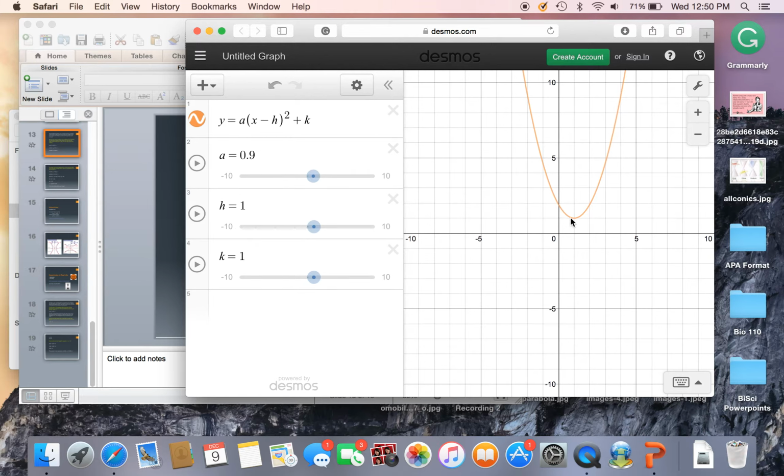H and k are just the x and y coordinates of the vertex. So right here, the vertex is situated at 1, 1. So if we were to change the value of h, then this parabola would be shifted horizontally. If we were to change the value of k, this parabola would be shifted vertically. So it is rather convenient in terms of calculating the vertex of the parabola and movement and things like that.